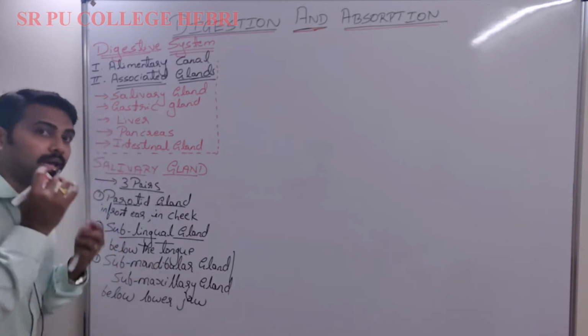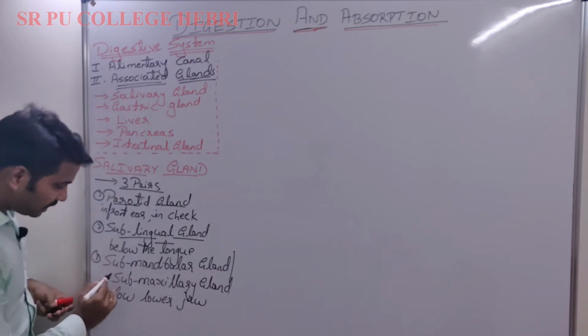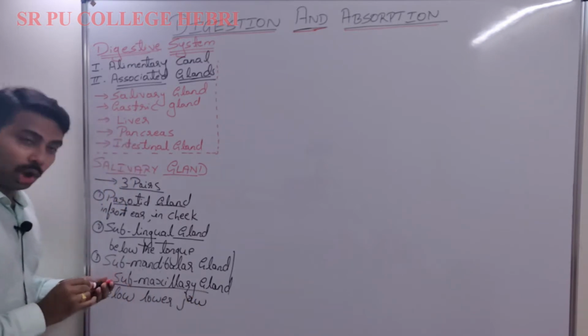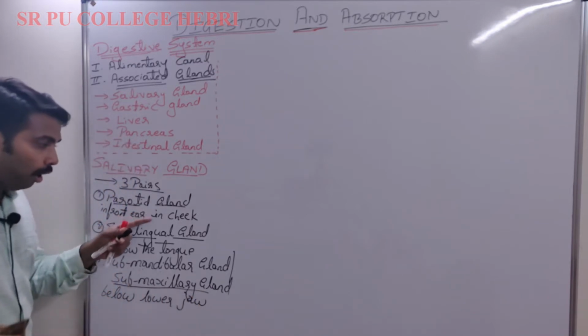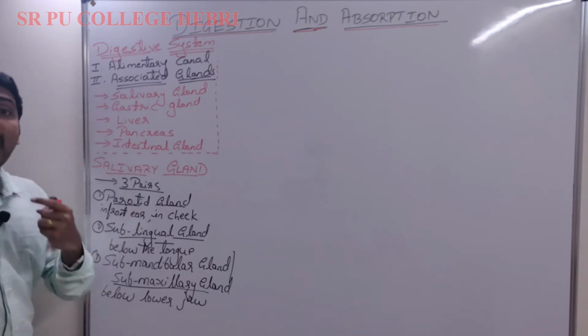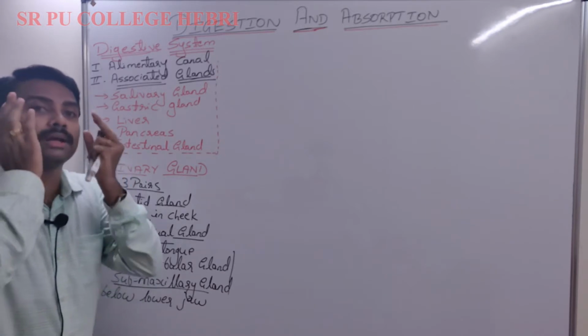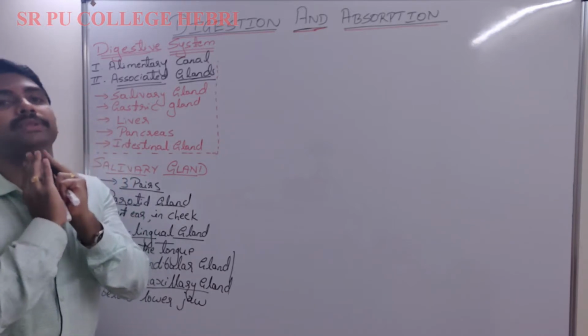Lower jaw. Okay, not upper jaw. Better you say below the lower jaw. So these are the three pairs of salivary gland. All these three pairs of salivary gland are not present in the oral cavity. They are present just outside the oral cavity, in the lining of the oral cavity.